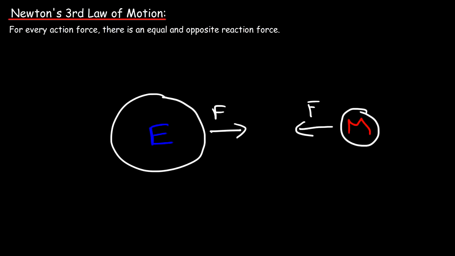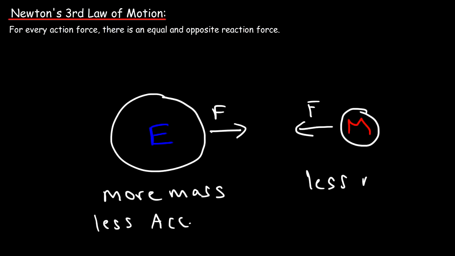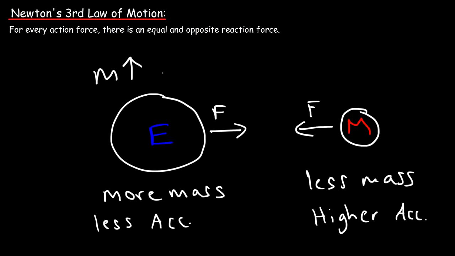Now, which object experiences a greater acceleration? Is it the Earth or the moon? Now, the Earth has more mass than the moon. So therefore, the acceleration will be less. The moon has less mass than the Earth, so it's going to have a higher acceleration. And so just keep that in mind. The object that has more mass has a lower acceleration, and the object with less mass will experience a greater acceleration.